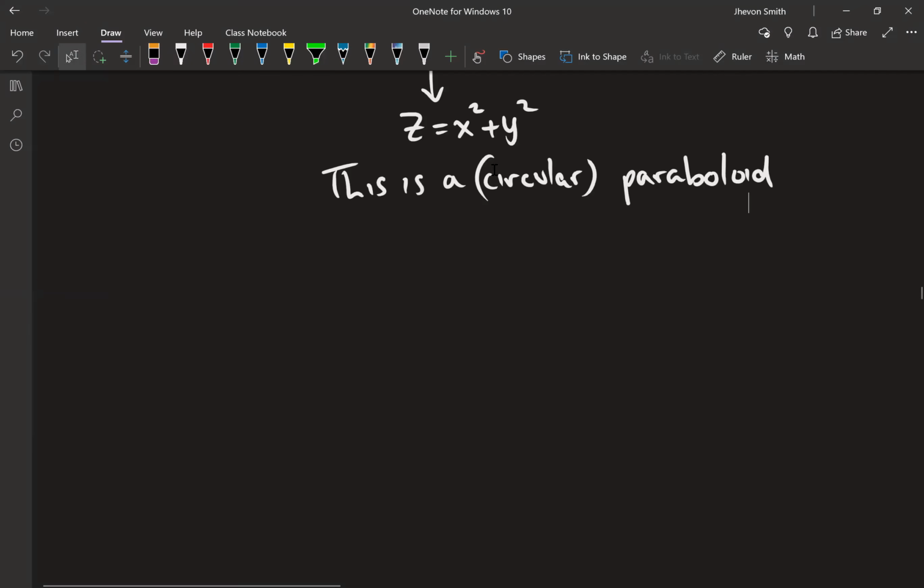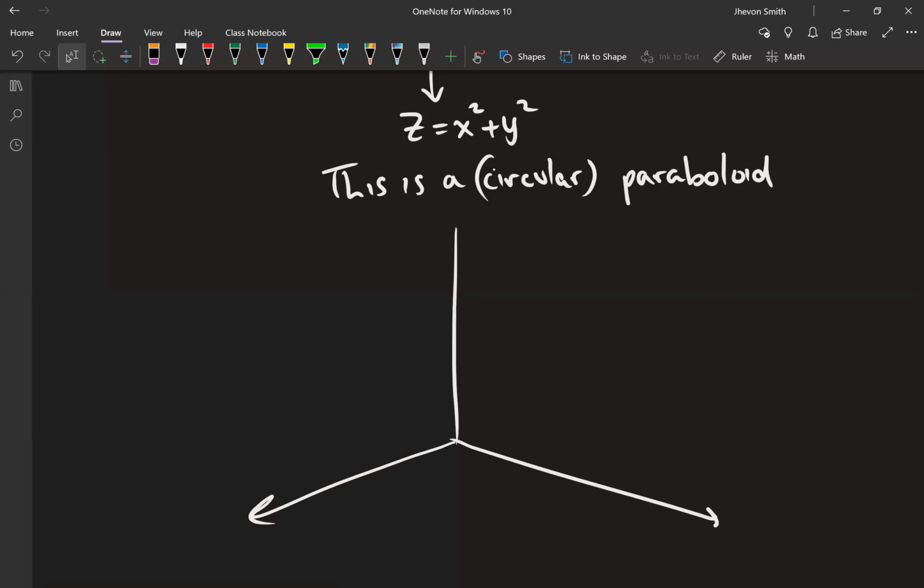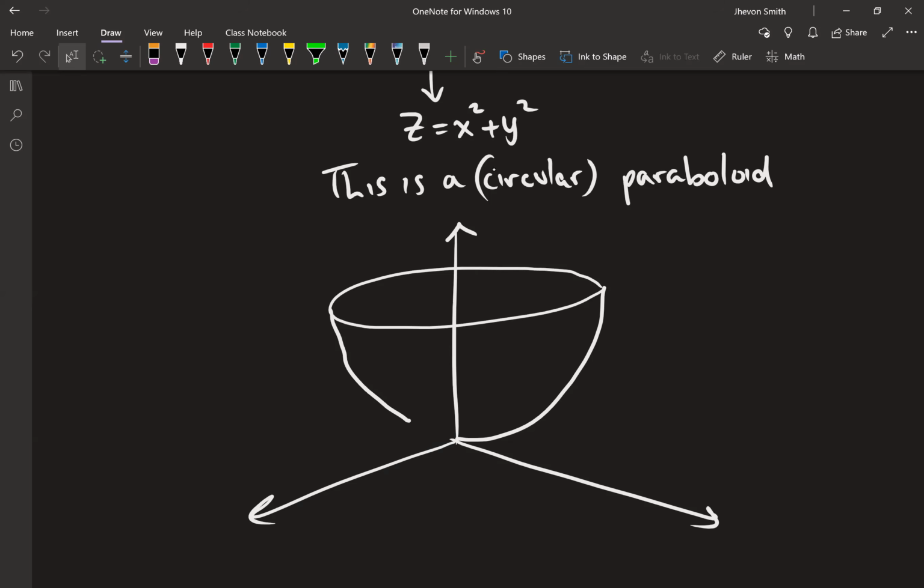The idea is this guy would look like not quite a cone, but it rises up slower than a cone. It gets steeper and steeper the higher you go up. Of course, it also goes on forever. But you can do the same thing.